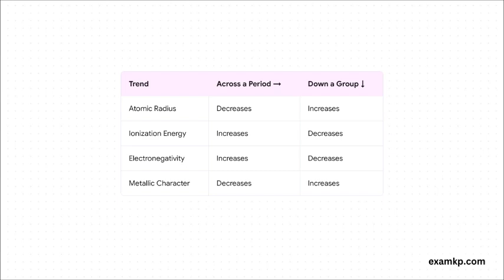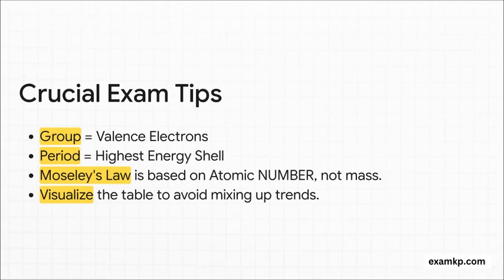And finally, here are my top tips. Just burn these into your brain. Group number comes from valence electrons. Period number comes from the highest energy shell. Remember, it's the atomic number, not the mass, that organizes everything. And please, please, don't make the most common mistake of mixing up the trends. Just close your eyes and picture the table in your mind to keep them straight.